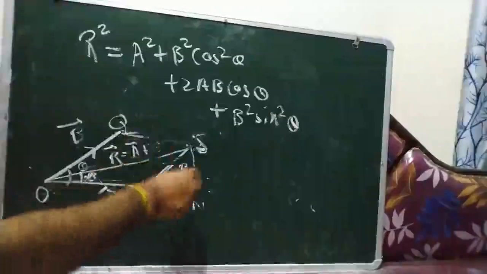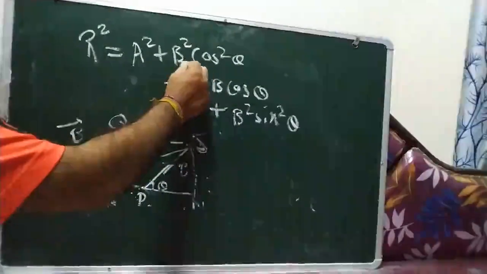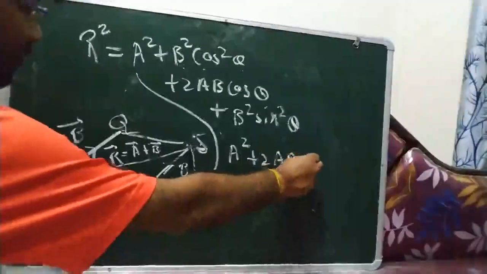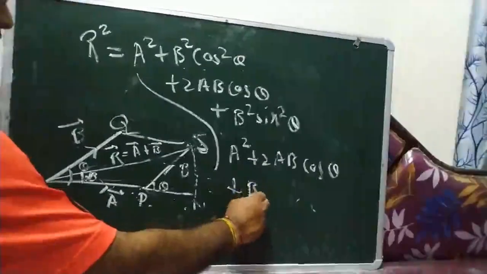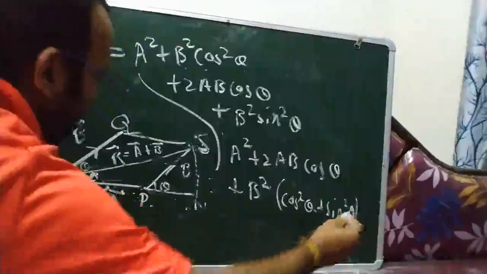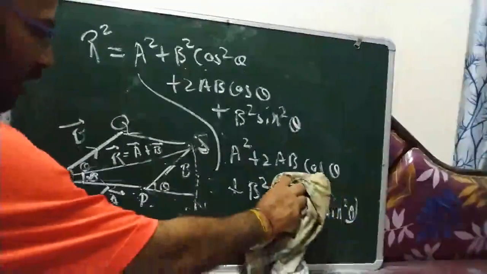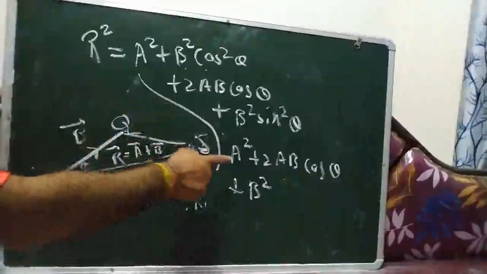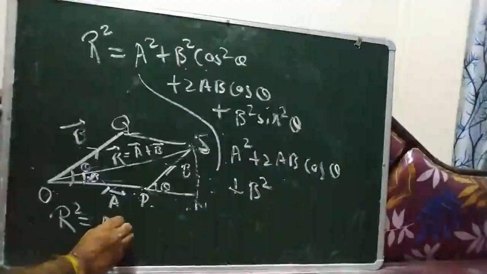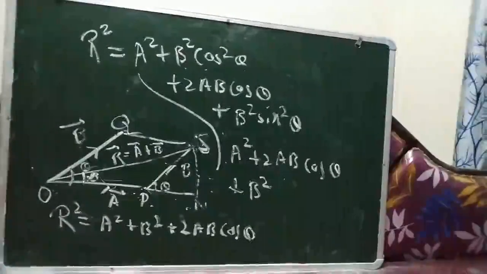We are going to calculate the magnitude of the R vector. Now if we take B square common, then cos square plus sin square will become 1. So this will be A square plus twice AB cos theta plus B square times (cos square theta plus sin square theta), which equals 1. So you can write A square plus twice AB cos theta plus B square, so R square equals A square plus B square plus twice AB cos theta. Okay, this is the value of R square.